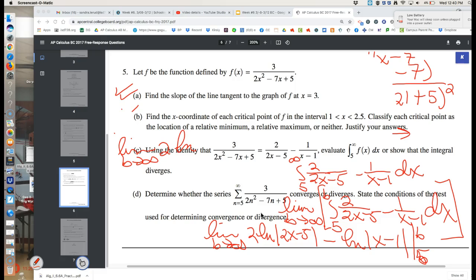Oh yeah, the 2 got killed off with the fraction correction. Sorry. So I'm going to do 2x minus 5 on the top. And then what'd you say, Luce? X minus 1 on the bottom. Perfect. It's still my limit. I'm still going from 5 to b. Then what?